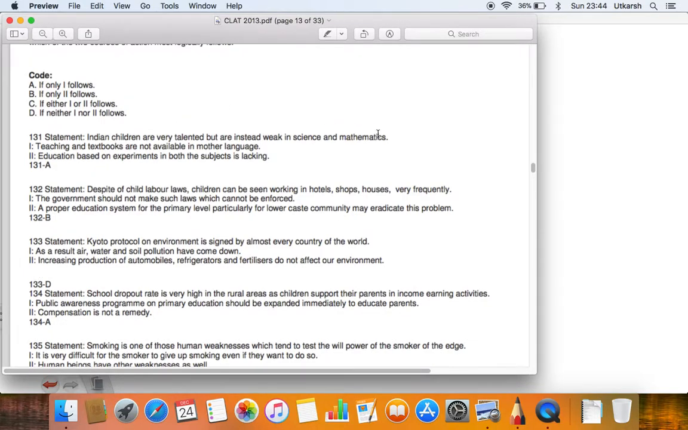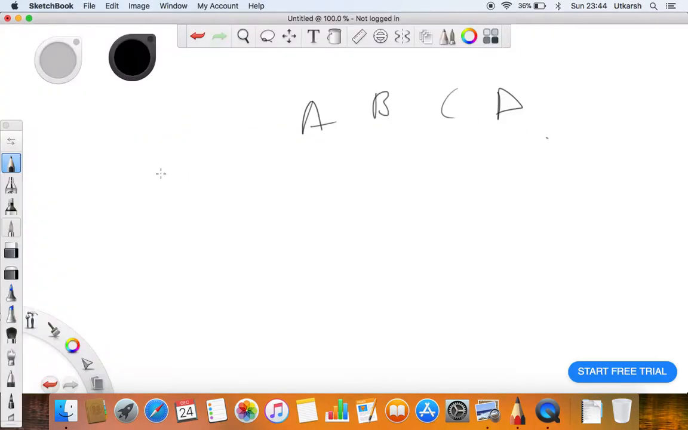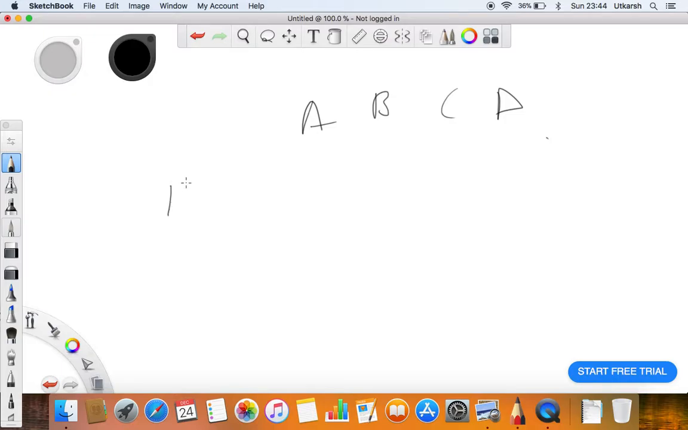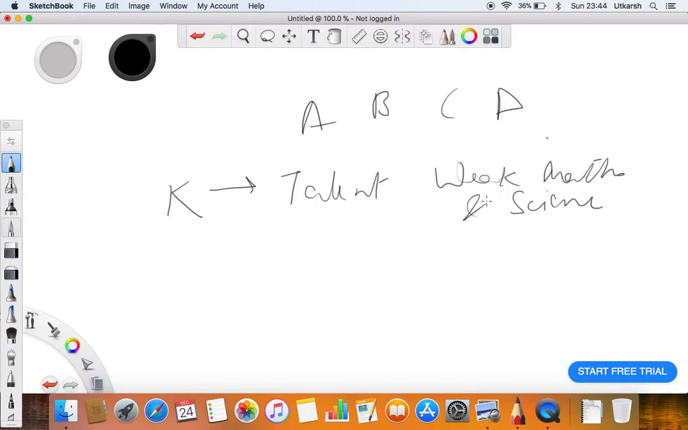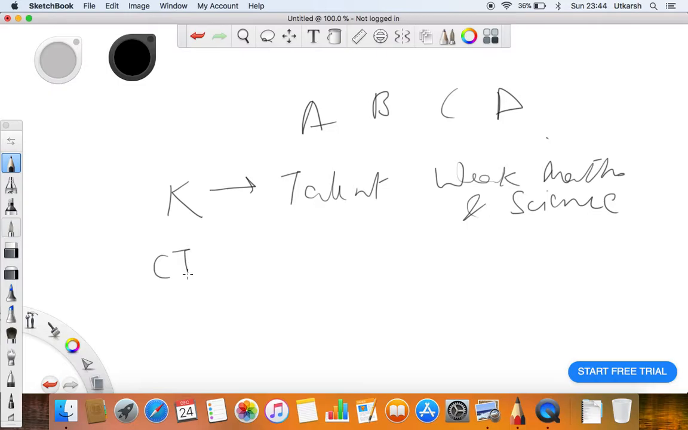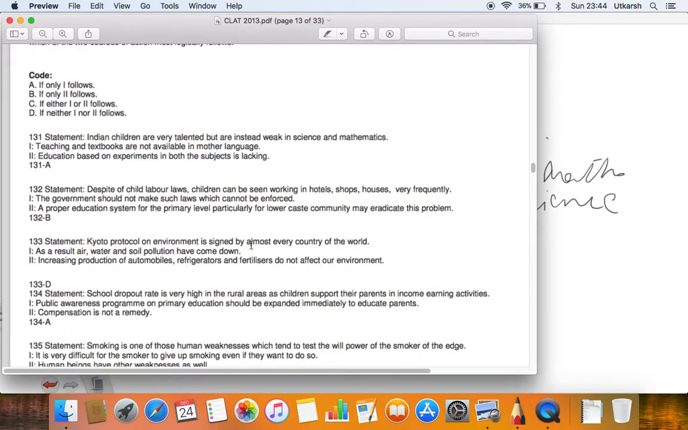Let's try solving this. So Indian students are very talented but are weak in science and math. So what do we know? The knowns are: talented, and weak in maths and science. Now let's look at the conclusions. This is conclusion 1, conclusion 2. We have to find out which conclusion follows.